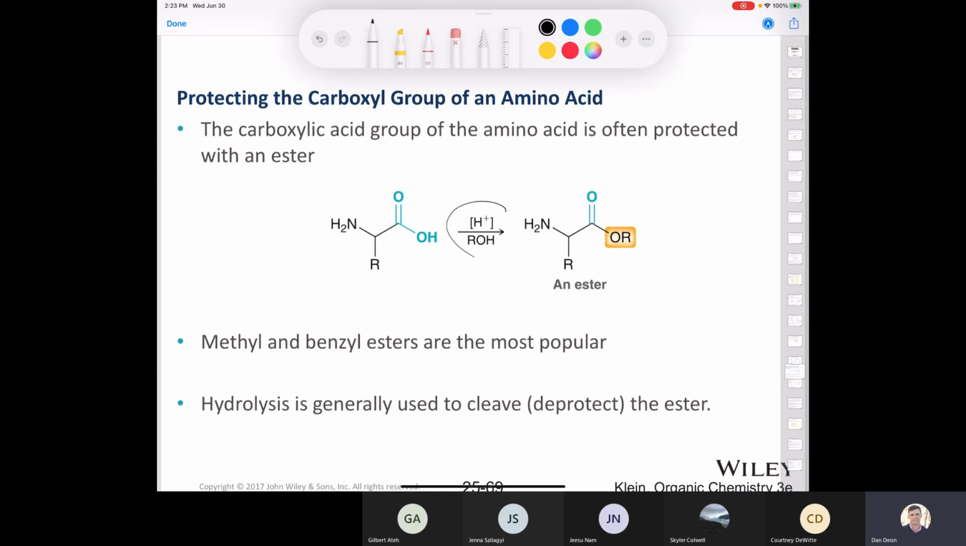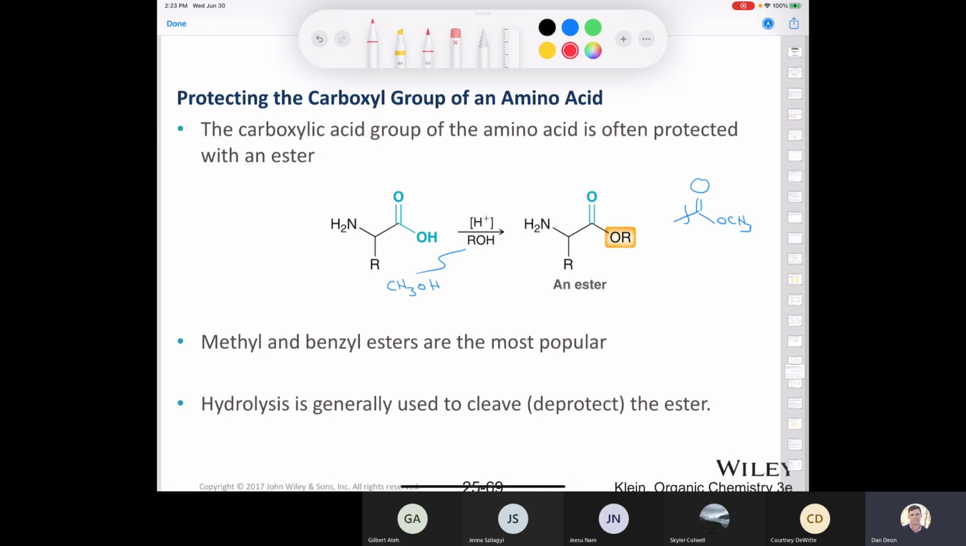This is just the formation of an ester under acidic conditions. So we take our carboxyl and our alcohol and aqueous acid. This is just esterification, nothing more than esterification. And what is this alcohol? Well, it could be methanol, which is used oftentimes. If it's methanol, then you'd end up with what? You'd have the carbonyl, and then you'd have a methyl group.